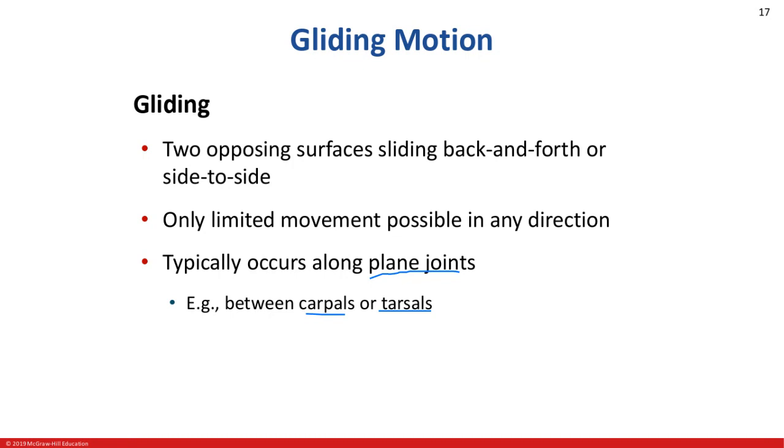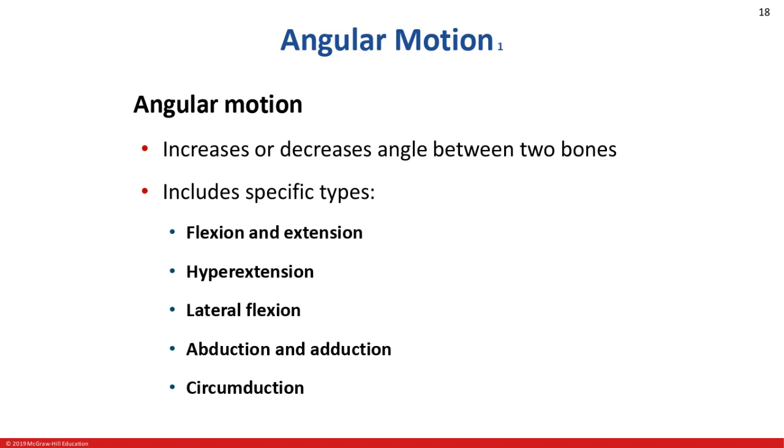Okay, and so the joints in between those bones just glide back and forth on one another. All right. The next type of motion is angular motion. Now we're going to get into the fun stuff because we're going to see all these different types of movements here, and you can see them up here on the board: flexion, extension, hyperextension, lateral flexion, abduction, adduction, and circumduction.